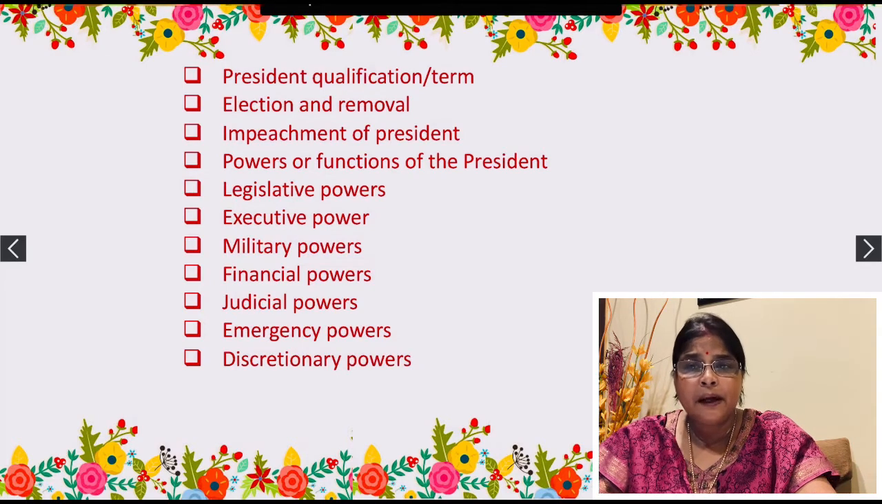It is a recess of the Parliament, or we can say when the Parliament is not in session. That is called ordinance. So this is all about the President's power and functions. Now let's come to know the Vice President.